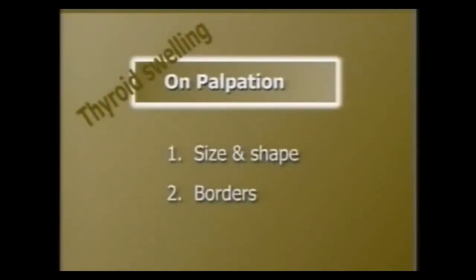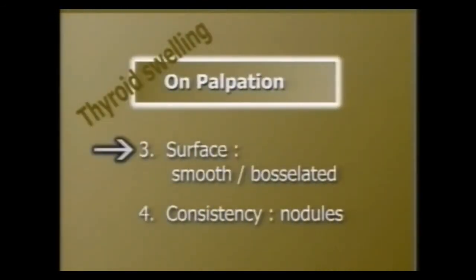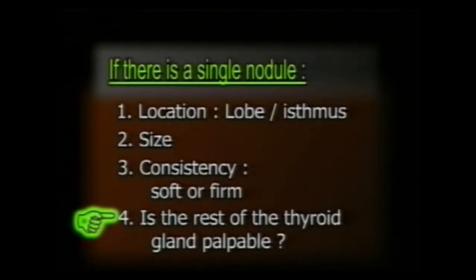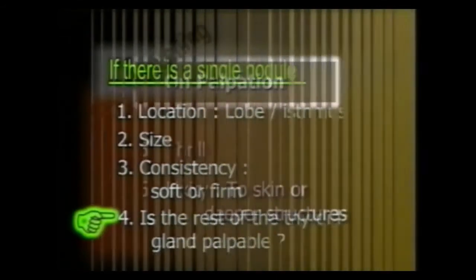Note on palpation the exact size and shape of the swelling and identify its borders. In particular, palpate the tracheal rings in the suprasternal notch to identify a retrosternal extension, if any. Then note the surface and the consistency of the swelling and palpate carefully by Lahey's method and Kreil's method for small nodules within the gland. In case of a single nodule, note whether the rest of the gland is palpable.